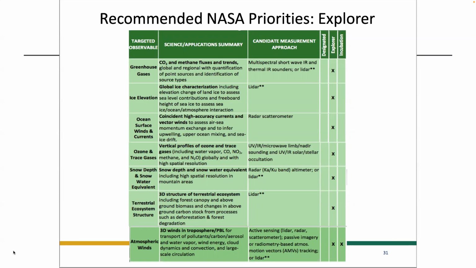There's a lot of important things that need to be measured about the Earth's surface, but we've got this specific call out here: snow depth and snow water equivalent, high spatial resolution in mountain areas. Some technology has been stated there, but basically everything's on the table right now. So that's just something to keep in mind for where that fits in.